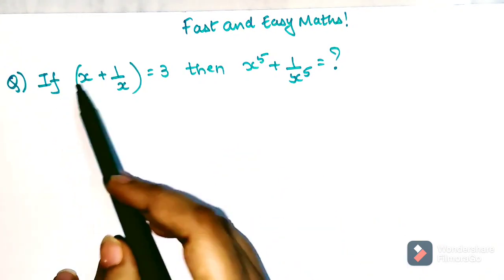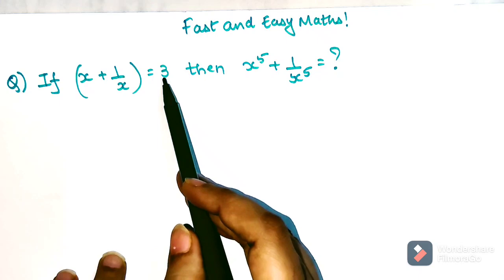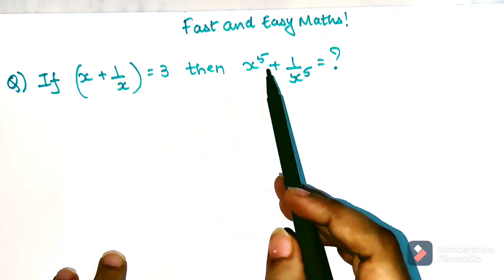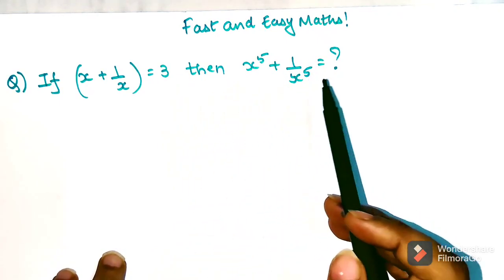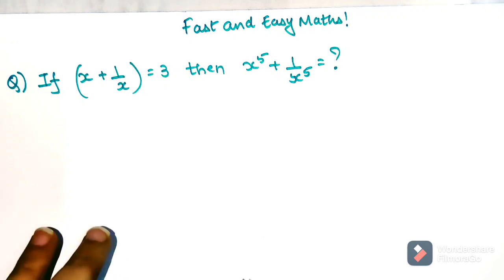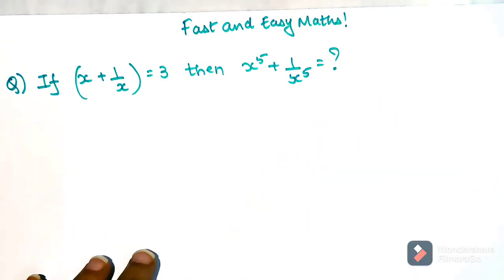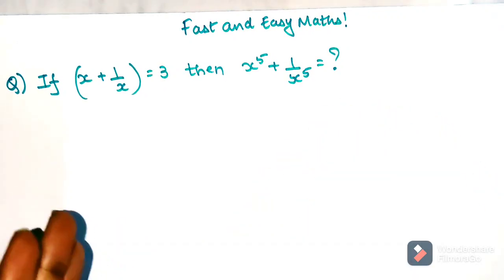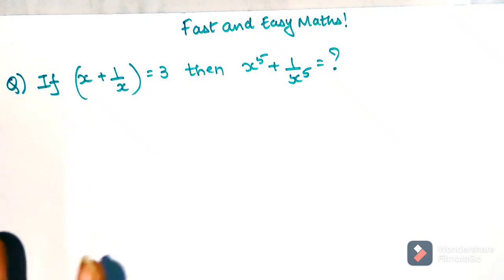The question is, if x plus 1 upon x is equal to 3, then x raised to 5 plus 1 upon x raised to 5 is equal to what? Okay. In order for me to explain this question, it is very important for you all to understand certain concepts.